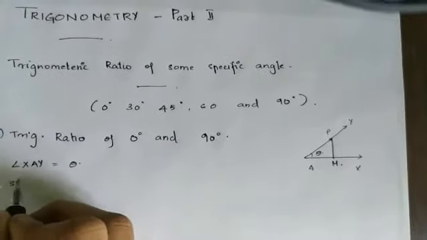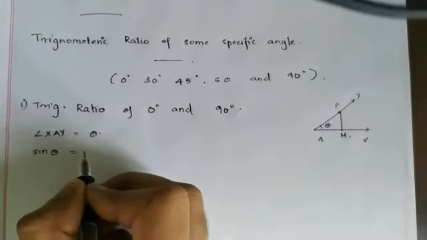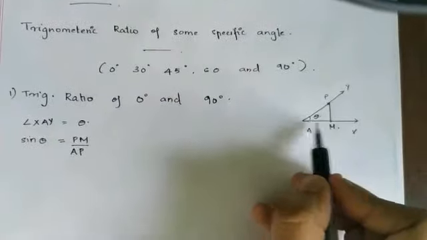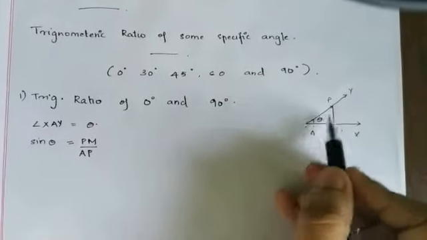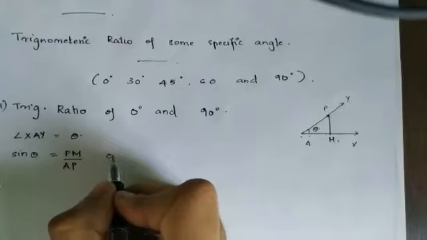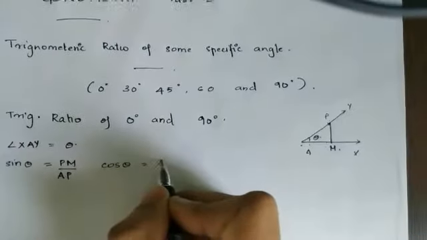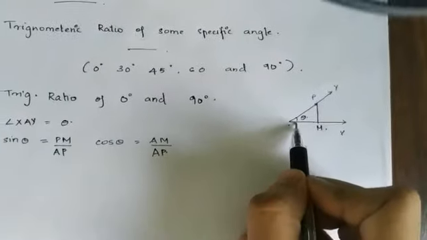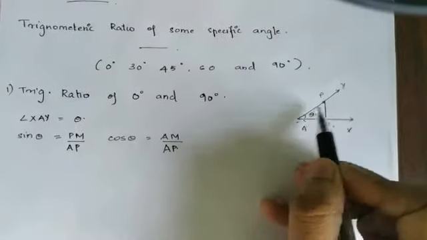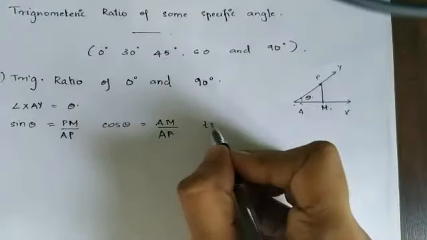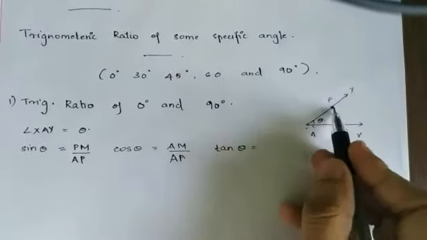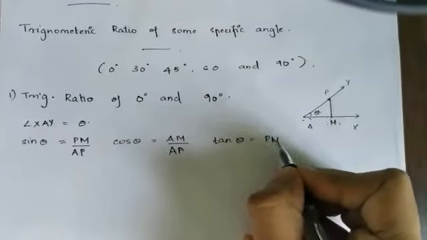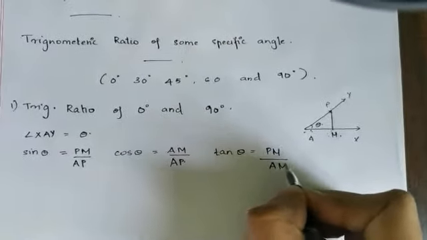And we know sine theta is equal to PM by AP, that is with reference to theta, opposite side by hypotenuse, PM by AP. And cos theta is equal to AM by AP, that is with reference to theta, adjacent side AM by hypotenuse AP. Similarly, tan theta is opposite side by adjacent side, that here comes out as PM by AM.